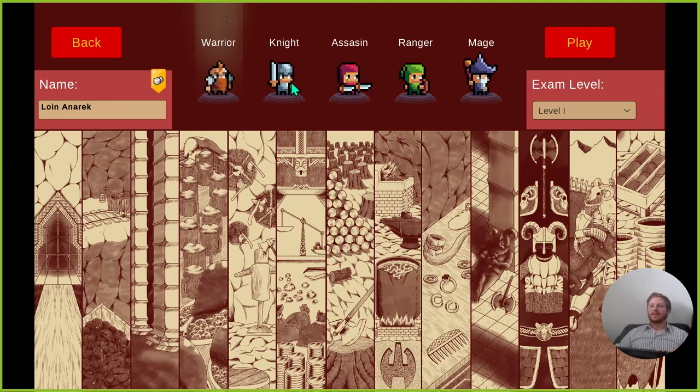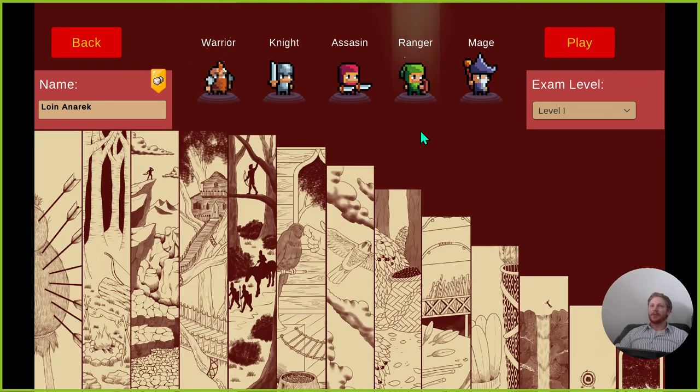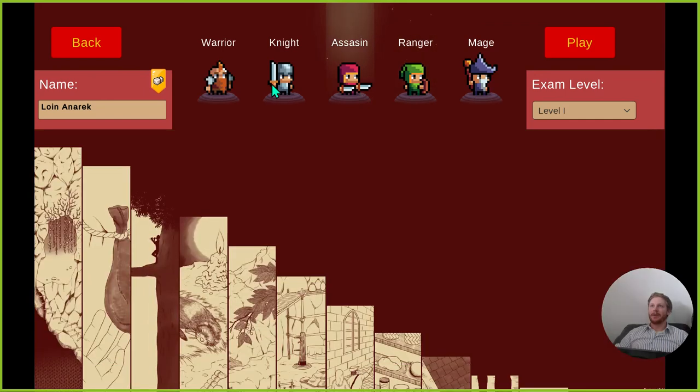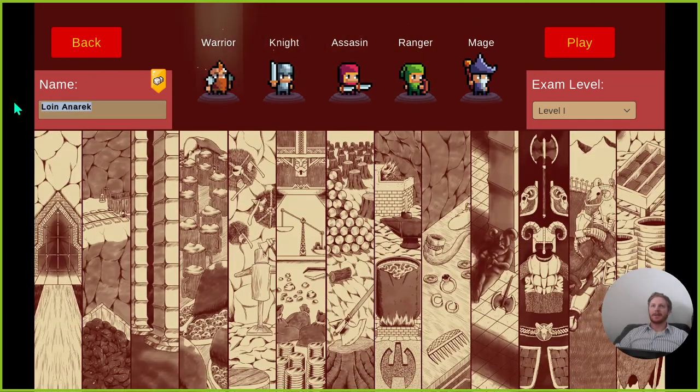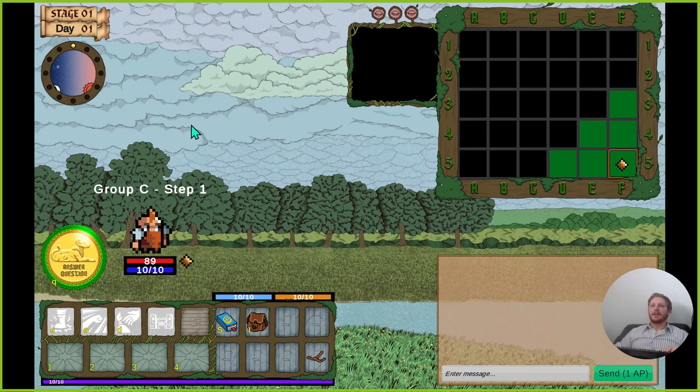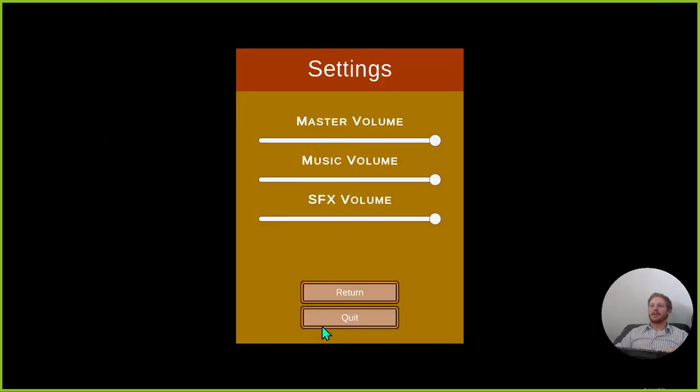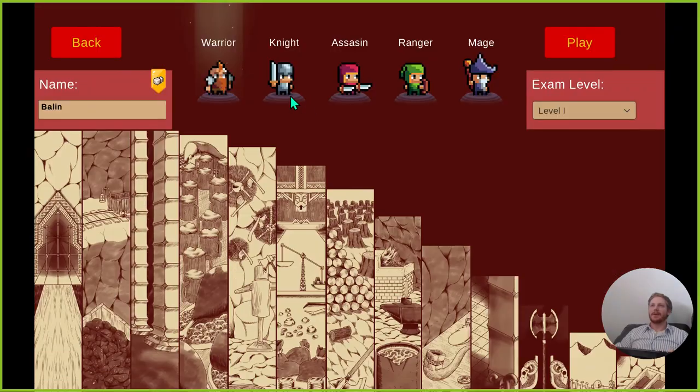Yes. Okay, alright. So, I'm going to choose a ranger this week, if you guys don't mind, but you can choose any number of players. And I'm going to make sure that we have Group C, Step 1, as our name here. Oh, well, I have a dwarf because I hit enter. So let's start a new game here.